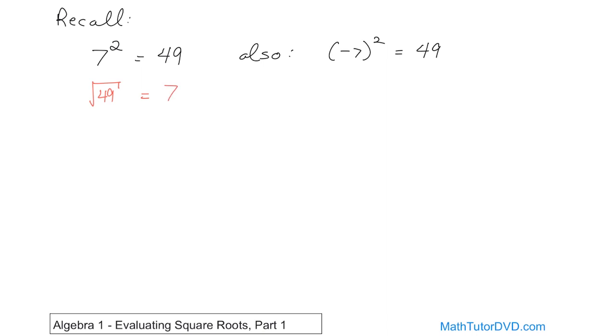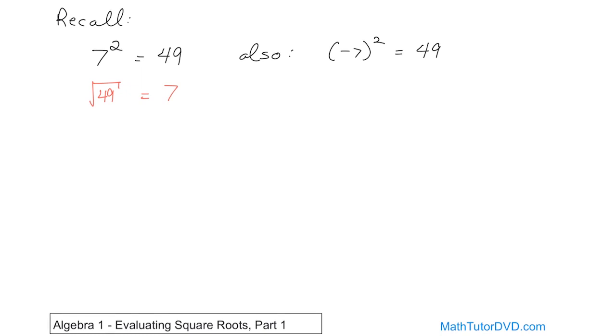So the concept I'm trying to get across here is the concept of squaring something goes this direction, and the concept of taking the square root of something goes the other direction. When you take the square root of a number, you're trying to find out what number times itself will give you this number underneath the square root, also called the radical. So this is called a radical.